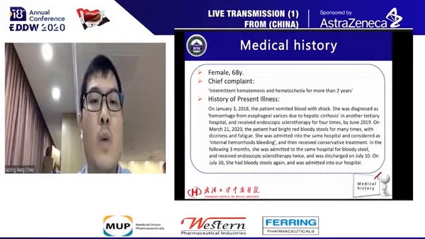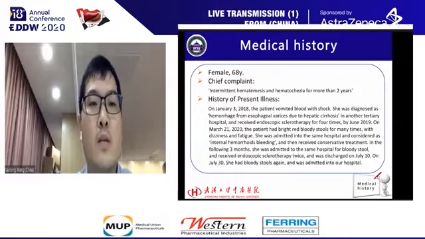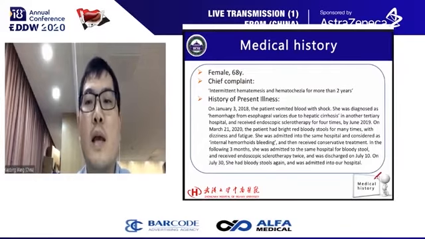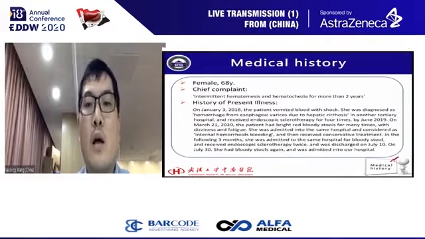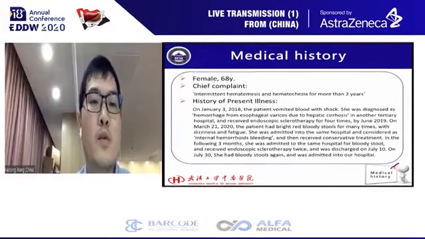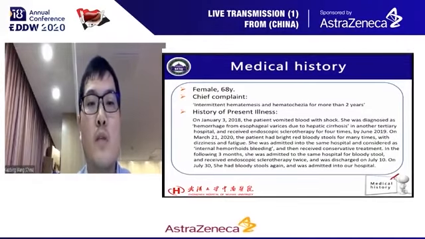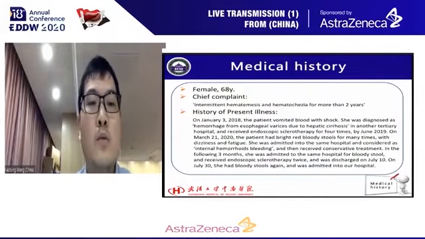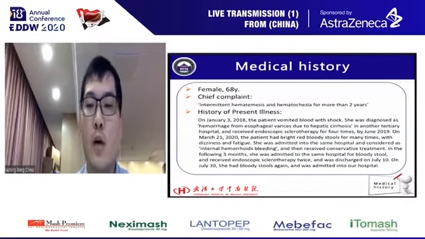On March 21, 2020, the patient had red blood stools many times with dizziness and fatigue. She was admitted into the same hospital, considered as internal hemorrhoids bleeding, and then received conservative treatment. In the following 3 months, she was admitted into the same hospital for bloody stool and received endoscopic sclerotherapy twice and was discharged on July 10th. On July 30, she had bloody stools again and was admitted into our hospital.